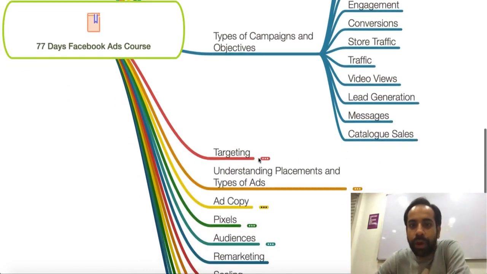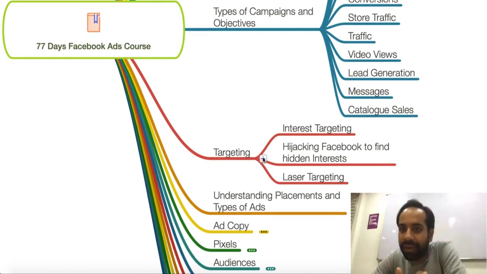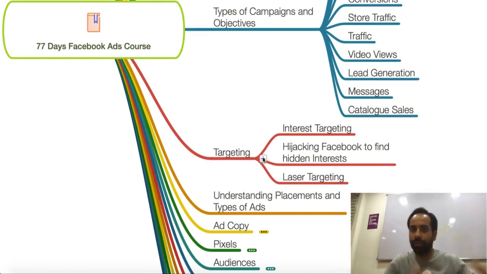So then we're going to talk about targeting. Now this one is one of my favorites. We're going to talk about interest targeting. We're going to talk about all the other forms of targeting which are present on Facebook. Then we're going to talk about hijacking Facebook to find hidden interests. This one is really, really special. And then we're going to talk about laser targeting. I even have a dedicated course, a laser targeting masterclass. I'm going to include all of it inside this.